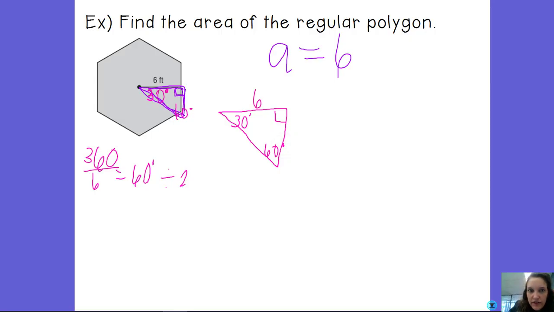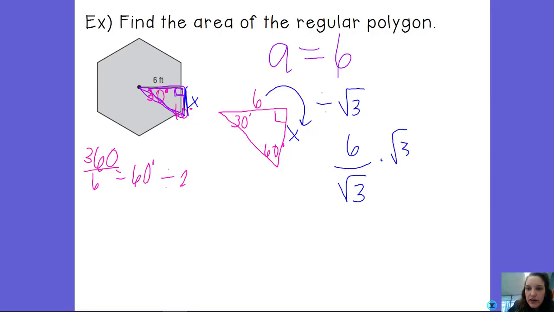Okay, so I'm trying to figure out the side length. So I need this little nugget right here. So I need this side. I have the side across from the 60. I'm trying to get the side across from the 30. So I'm going to divide by root 3. 6 divided by root 3. I'm going to do my fancy one, root 3 over root 3. Gives me 6 root 3 over 3, which is 2 root 3.